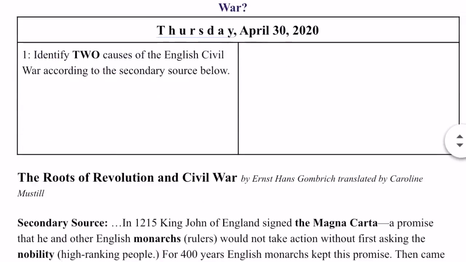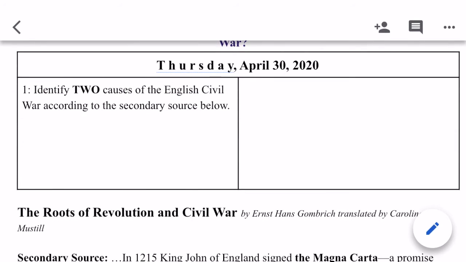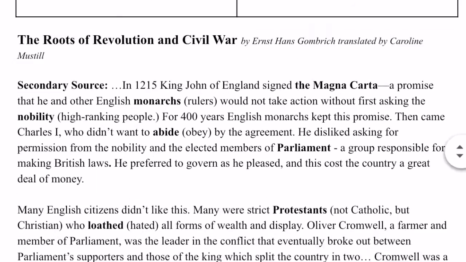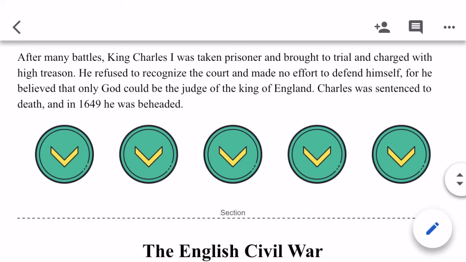And then for Thursday, tomorrow, you're going to identify two causes of the Civil War in England according to the secondary document. So here's the secondary document. You're just going to read it. Two causes. That's all you're looking for, two causes.